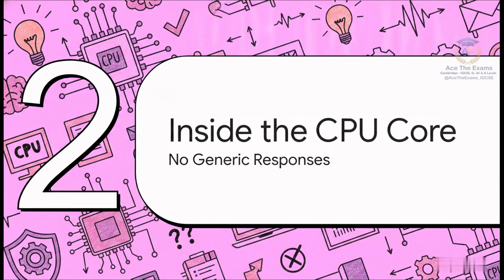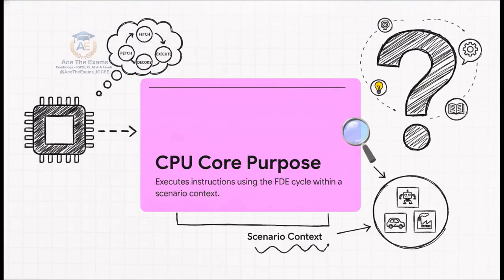Okay, let's transition over to the hardware side of things for a second. Inside the CPU core, avoiding the generic response. The CPU is honestly where students lose just an unbelievable amount of marks, mostly by throwing down these overly generic textbook answers that examiners have already seen literally 1,000 times today. So, your first major goal here is to secure a super solid Cambridge-safe definition of what the CPU actually does. The CPU core purpose is the central component executing instructions using the fetch, decode, execute cycle within a scenario context. Did you catch that last part? Not just inside a computer, but within a highly specific context.